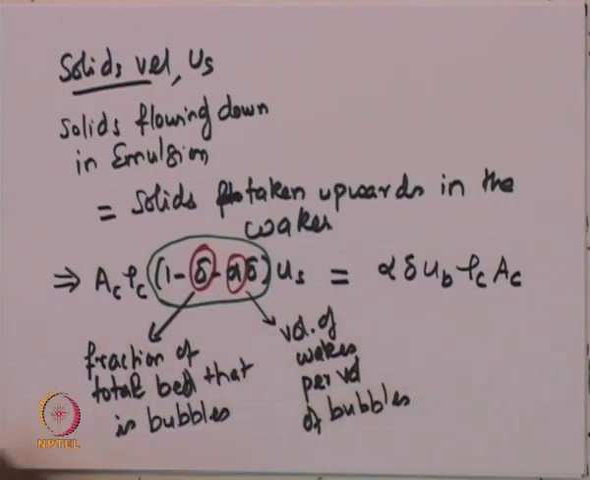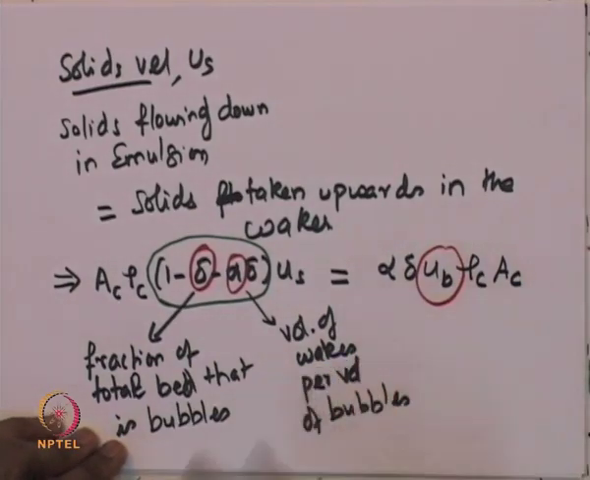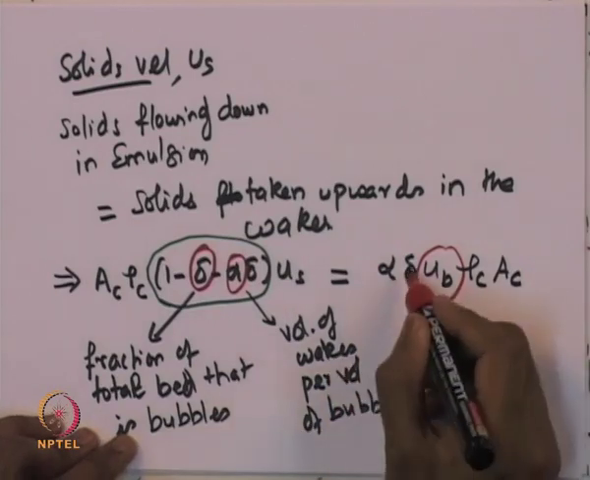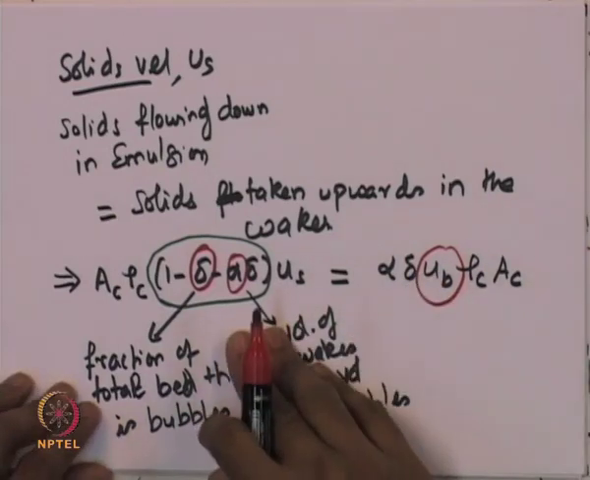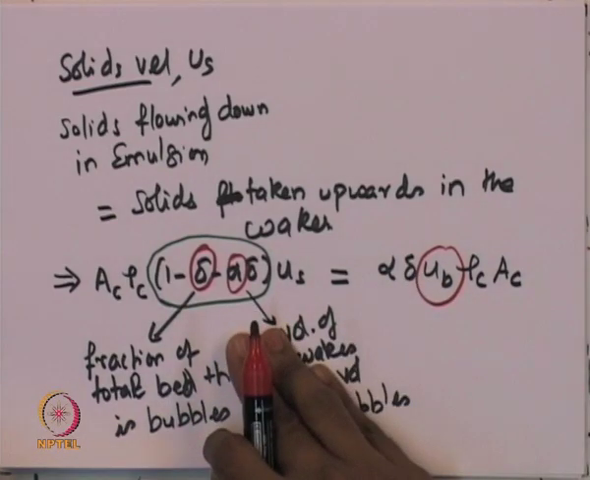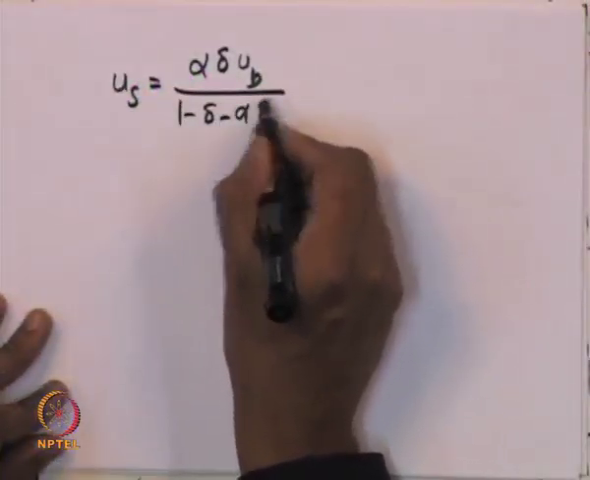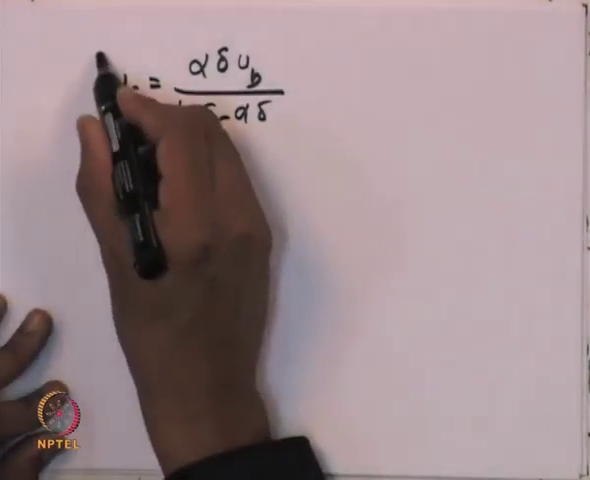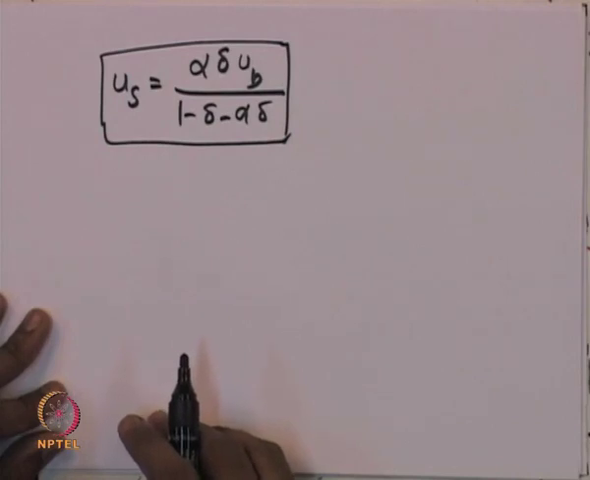And note that the UB is the bubble rising velocity, which can be obtained using the correlations, that is Mori-Wen or the Werther correlation, and alpha and delta are supposedly a known property for a particular fluidized bed reactor, and we are going to see how to estimate them. So, based on this correlation, we can find out that the velocity of the solids US is actually given by alpha into delta into UB divided by 1 minus delta minus alpha into delta. So, that is the expression for the velocity with which the solid is flowing.